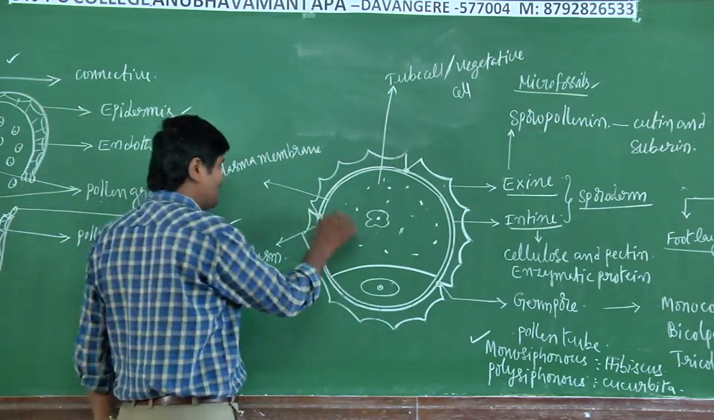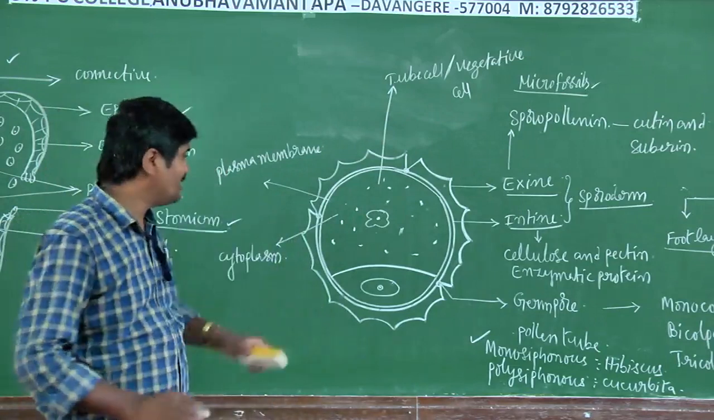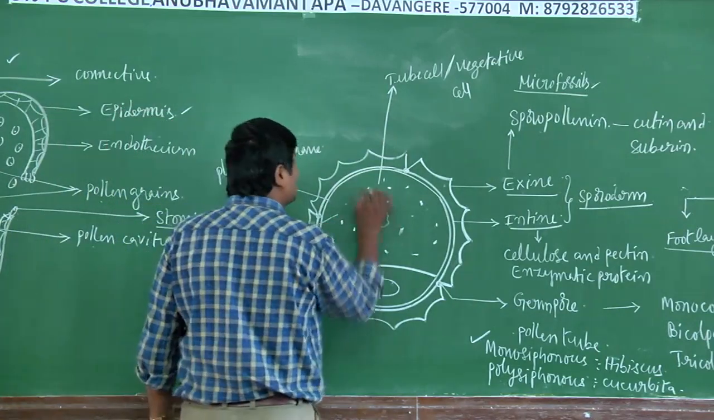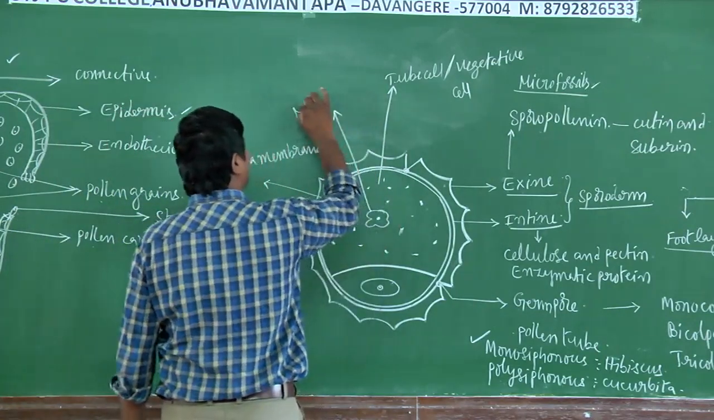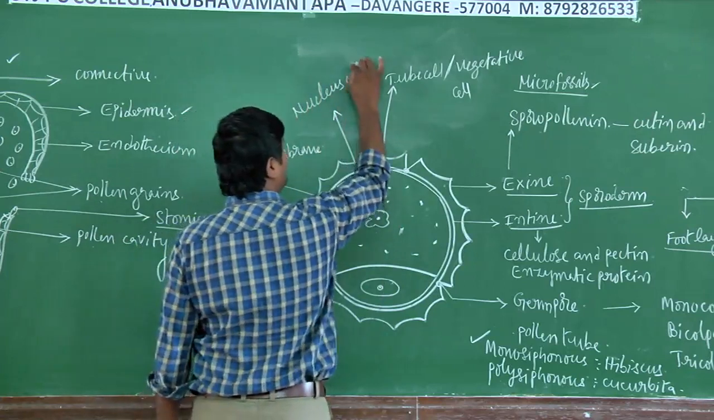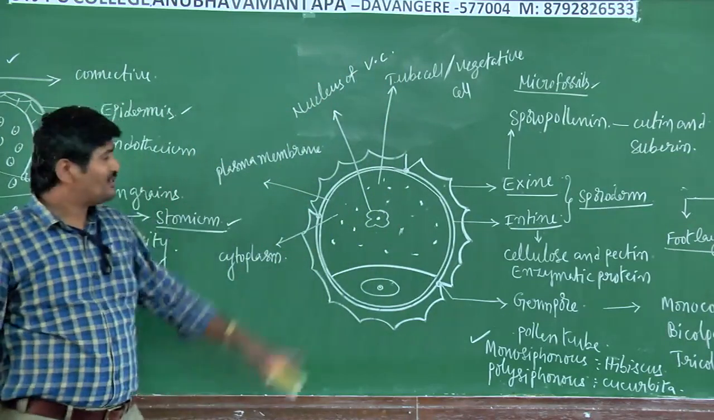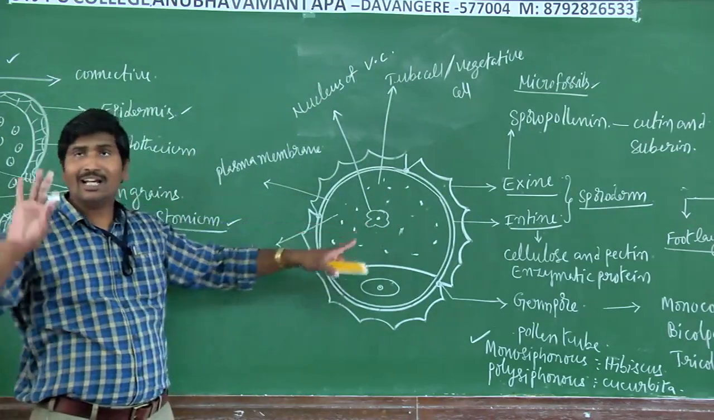In this tube cell, the cytoplasm consists of reserved food material, and it also contains an irregular-shaped nucleus. This is the nucleus of the vegetative cell. The nucleus of the vegetative cell is irregular in shape.